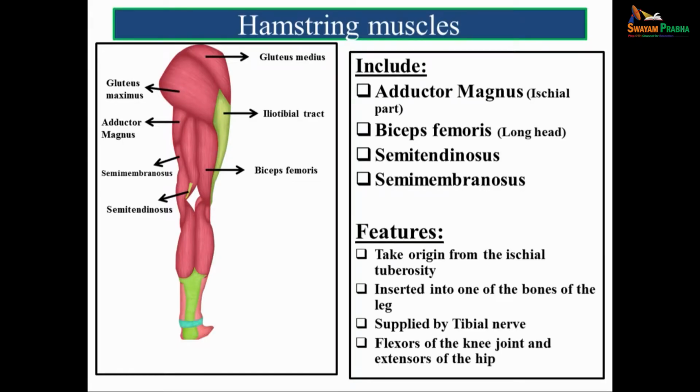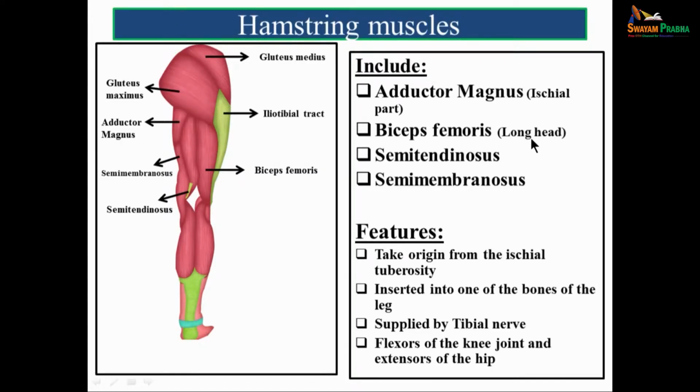Now, the hamstring muscles should fulfill some criteria to be called hamstring muscles. So, what are those criteria or features? Number one, all the muscles have to take origin from the ischial tuberosity. The muscles should be inserted into one of the long bones of the leg, and all the muscles should be supplied by the tibial nerve. They should flex the knee joint and extend the hip joint. So, these are the four features based on which we classify them as hamstring muscles.